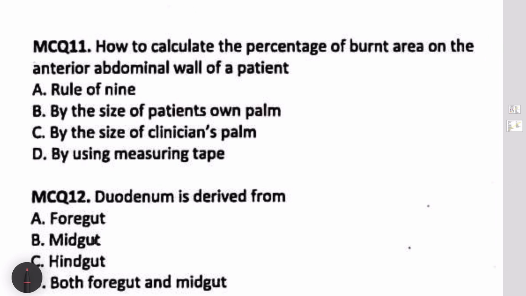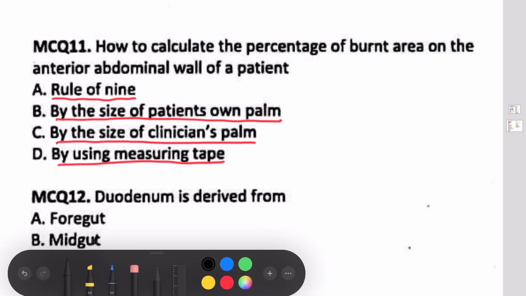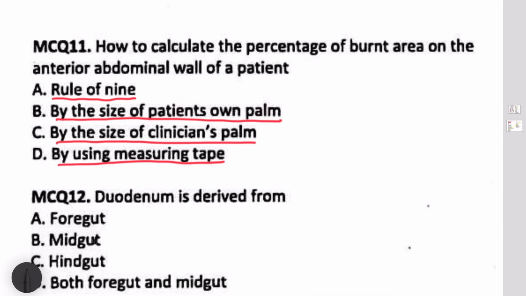So, options are rule of 9, by the size of the patient's own palm, by the size of the clinician's palm, by using measuring tape. So this question I put up to just to revise the two important facts, and that is about the rule of nine. Rule of nine.